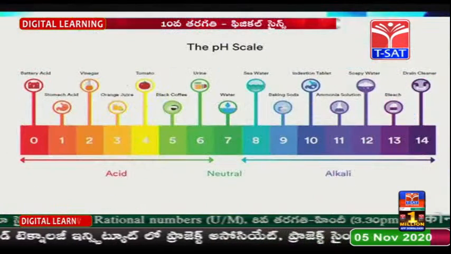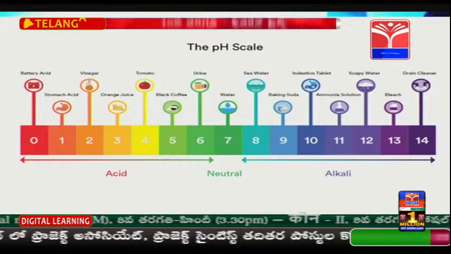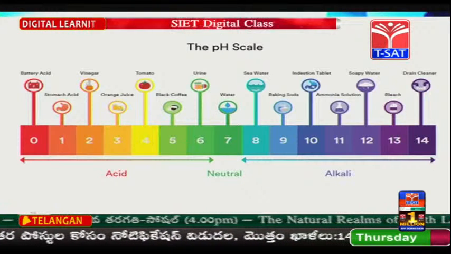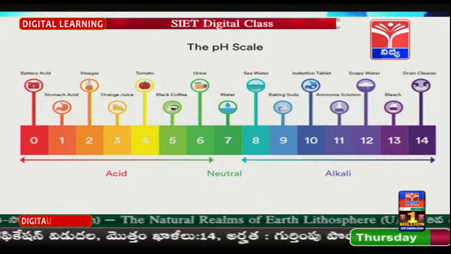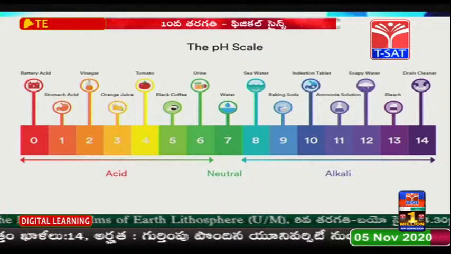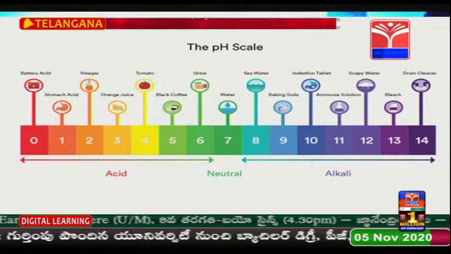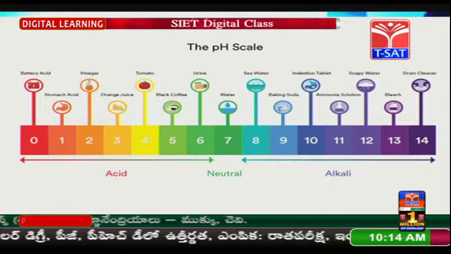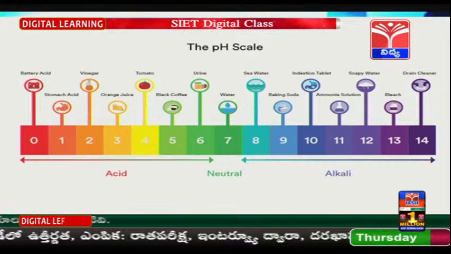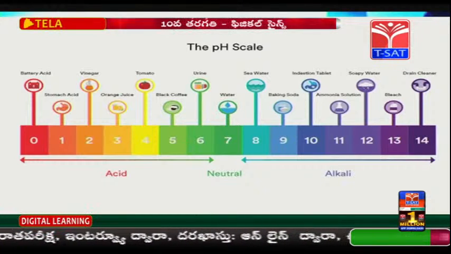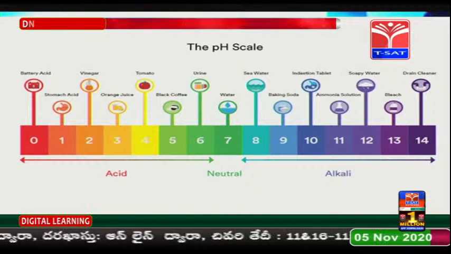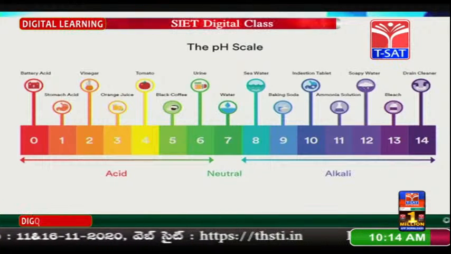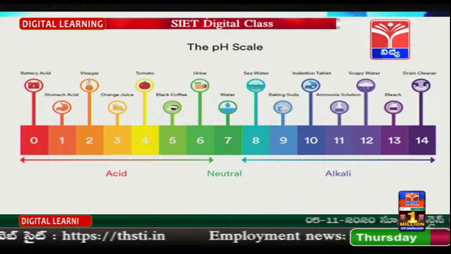Let us look at the pH scale of various daily life substances we use. Acid in the battery is very strong and it represents 0 on the pH scale. 1 represents the stomach acid, that is hydrochloric acid. 2 on the pH scale represents vinegar. 3 on the pH scale represents orange juice. Orange juice, the pH value is 3.